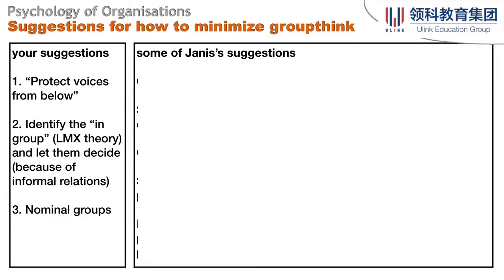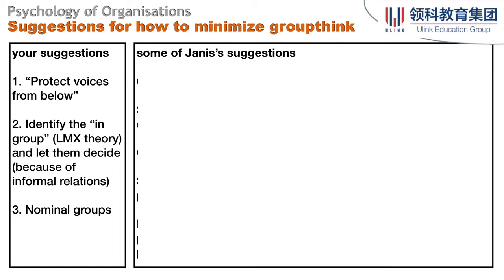So what are some of the ways you can minimize groupthink? In my class, the students quite impressed me by employing some of the ideas from previous chapters into this chapter, where they talked about protecting the voices from below, making sure that people who are critical of the top management are not putting their professional lives at risk. One student said you could identify the in-group using LMX theory to let those people be the main decision makers, because they'll have a more informal relationship with the leader and therefore maybe speak more honestly.